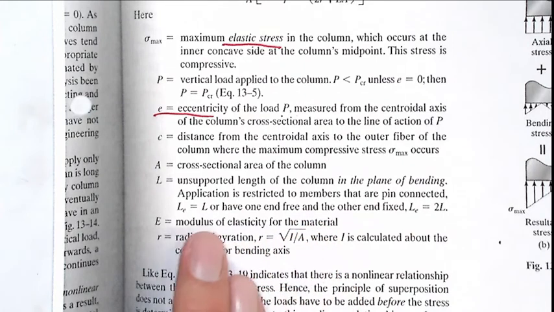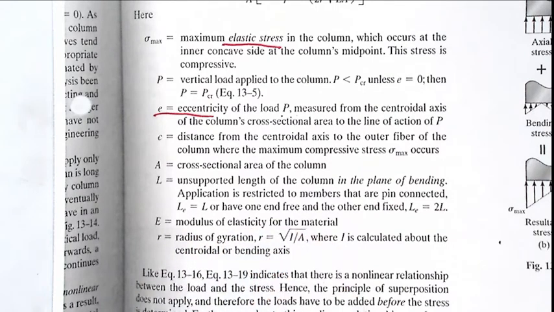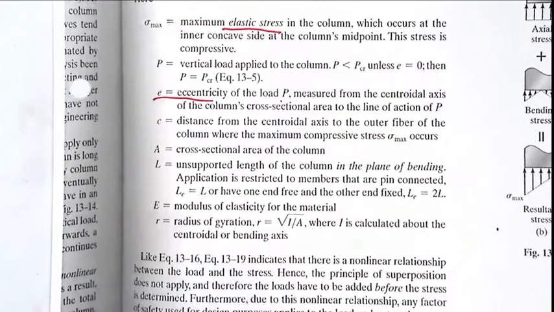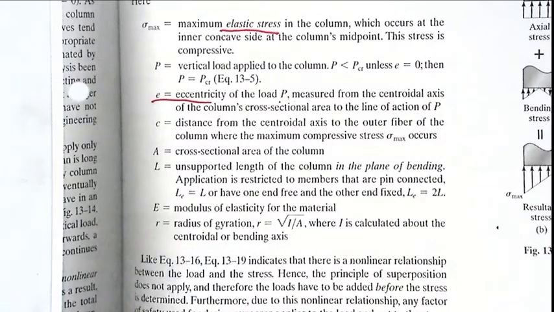Okay, L effective equals L, or have one end free and the other end fixed. E is the modulus of elasticity. r is the radius of gyration, where I is calculated about the centroidal or bending axis. Any question? Okay, if there is no question, then we will continue.